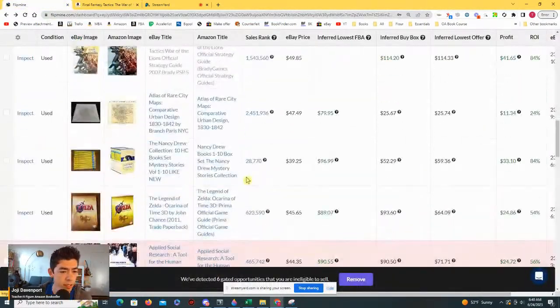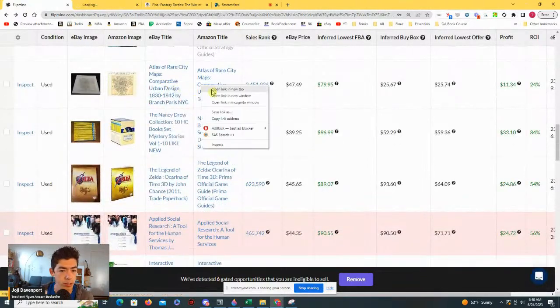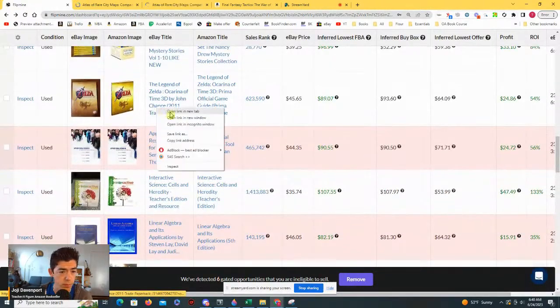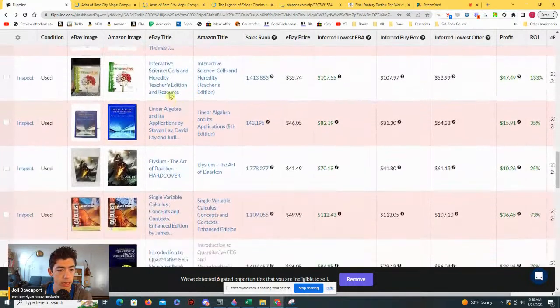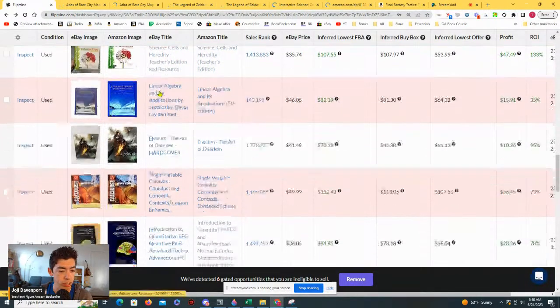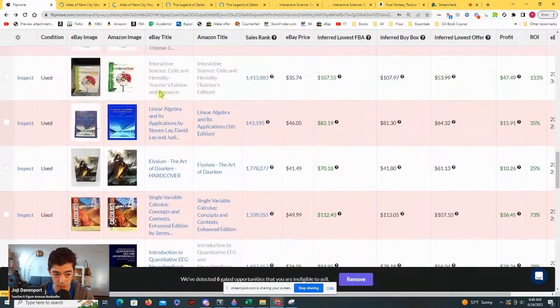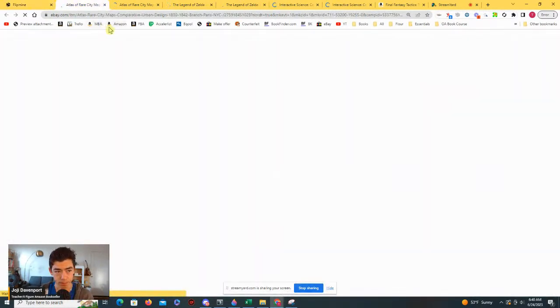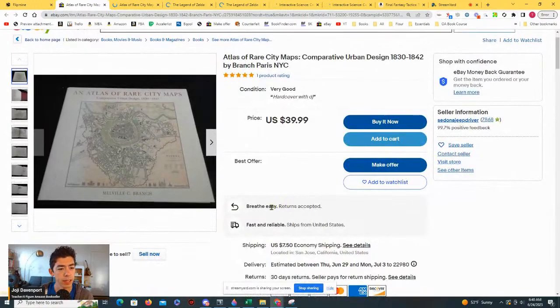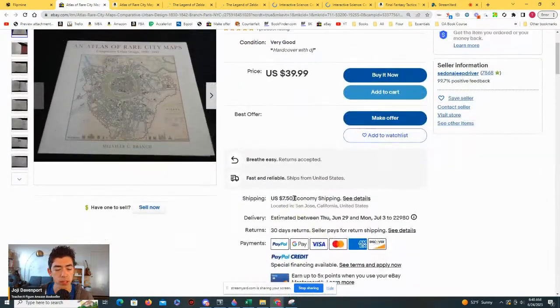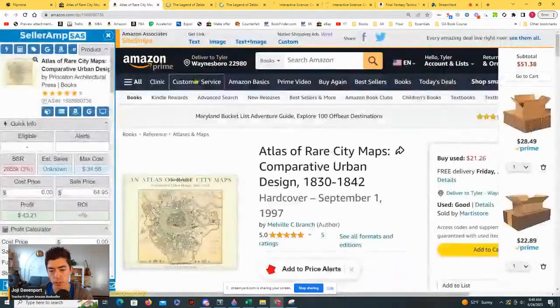All right, let's see if we can find anything else. We got Atlas of Rare City. We have the Legend of Zelda guide. We have an interactive teacher's edition. This could potentially be good. Teacher's editions for high school books a lot of the times are worth quite a bit of money. Okay, Atlas of Rare City maps, 40 bucks plus $7.50 shipping.